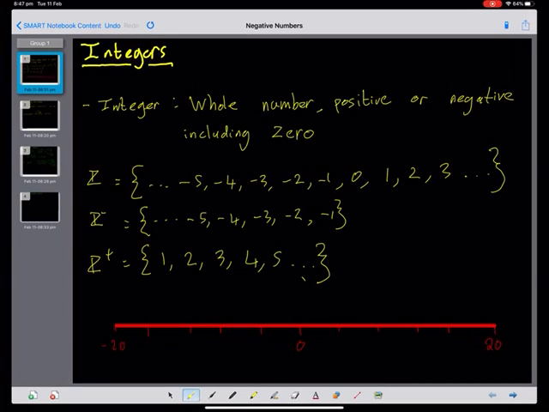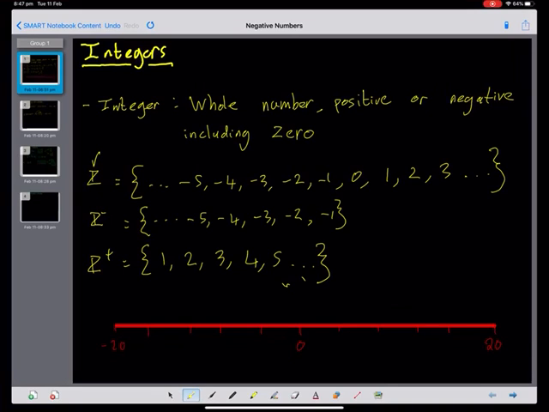Okay, so let's have a quick look at integers. Now, an integer is a whole number which is positive or negative, including 0. So there's no fractional quantity. And I've drawn the Zellum set down below. Zellum is just a posh German symbol to denote the integers.